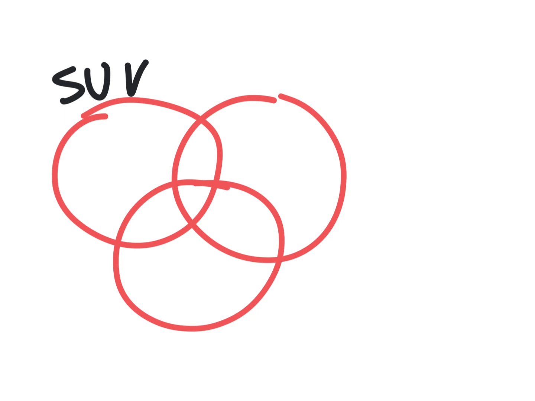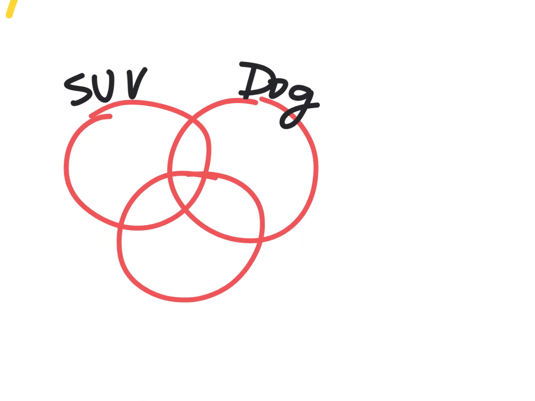So SUV, I don't care. Don't ask me, like, does a RAV4 count as an SUV? Just decide if you think you have an SUV or not. The next one's going to be dog. A lot of people have a dog, okay? And the last one's going to be cat. Some people have a dog and a cat and an SUV.